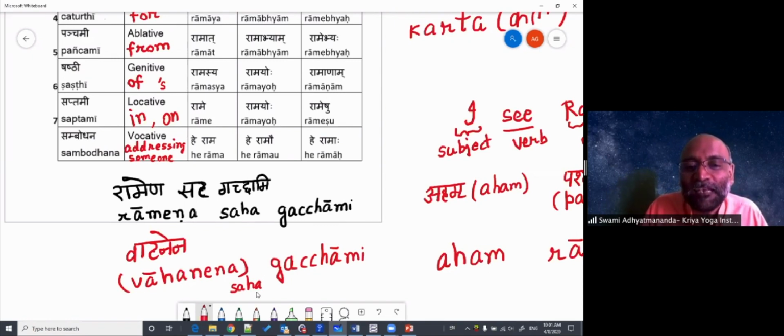So Saha is more like accompany. I am accompanying the vehicle rather than just using it as an instrument. So Saha is used in that sense. If you do not have Saha, then it is used more as an instrumental. Vahanena Gacchami means I go by car.